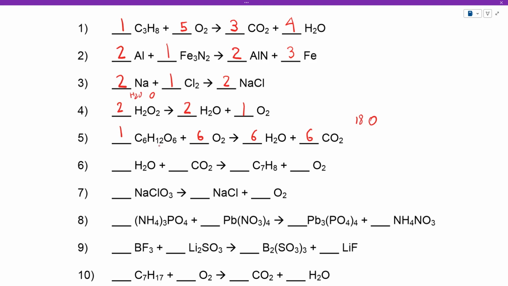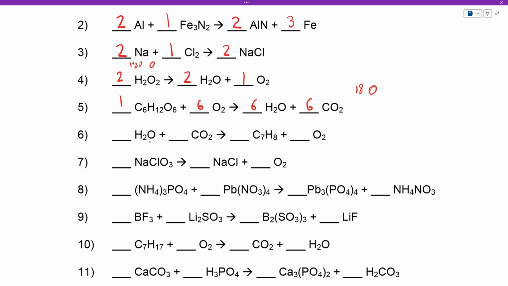So let's double check. So we have 6 carbon over here. We have 6 carbon over here. 12 hydrogens. Over here we have 6 plus 12 oxygens is 18 oxygens, and over here we have 6 plus 12 oxygens is 18 oxygens. And this equation should be balanced.